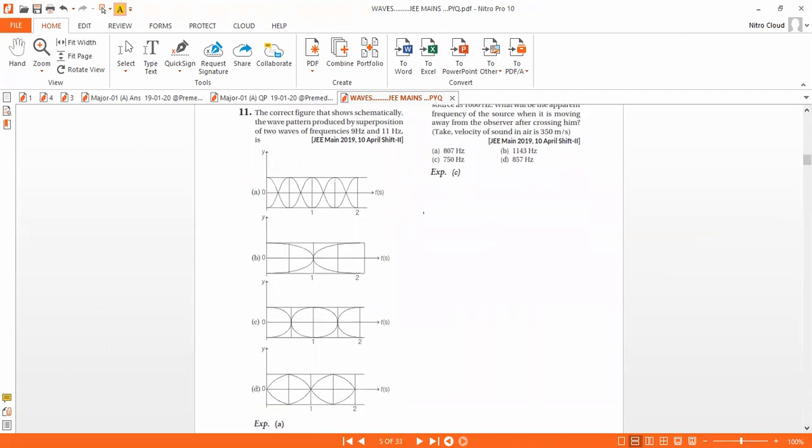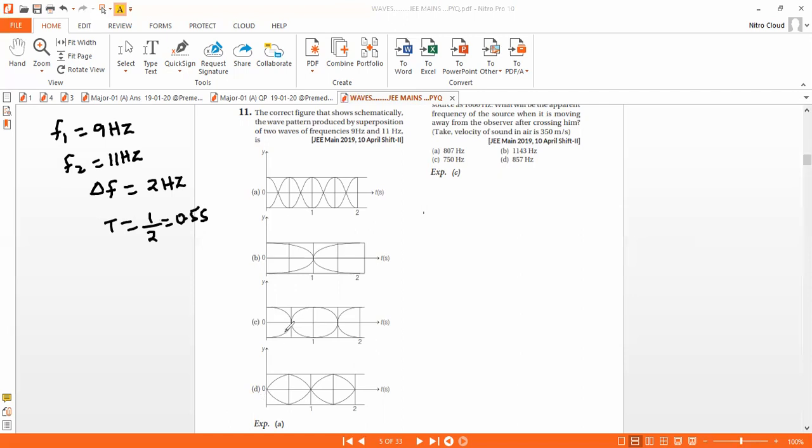The correct diagram that shows schematically the wave pattern produced by superposition of two frequencies, F1 equal to 9 Hz and F2 equal to 11 Hz. They are asking for the correct diagram that shows the wave pattern. We'll do one thing: I'll find the change in frequency, delta F, that is 2 Hz. So the time period equals 1 by 2, that is 0.5 second.